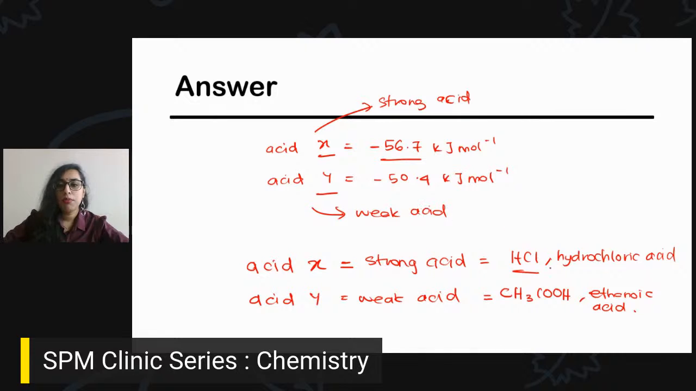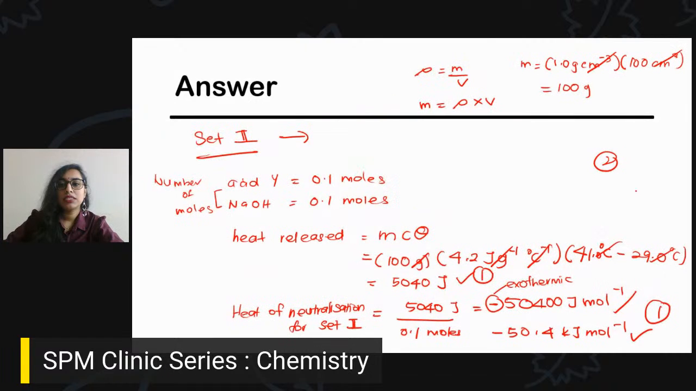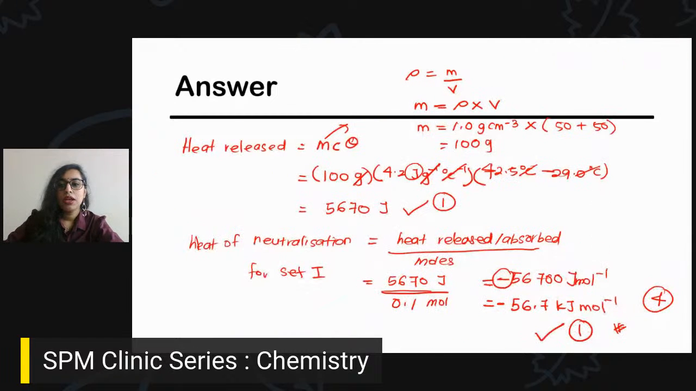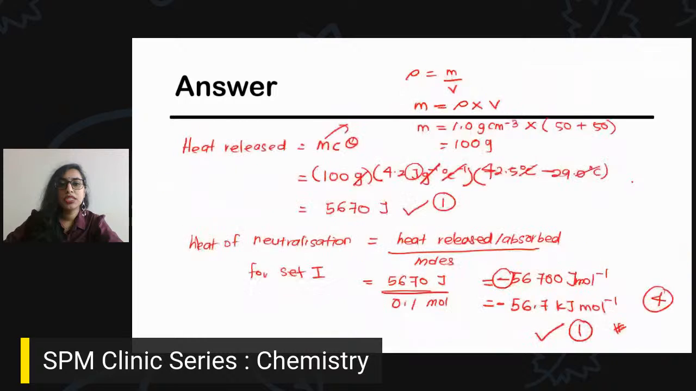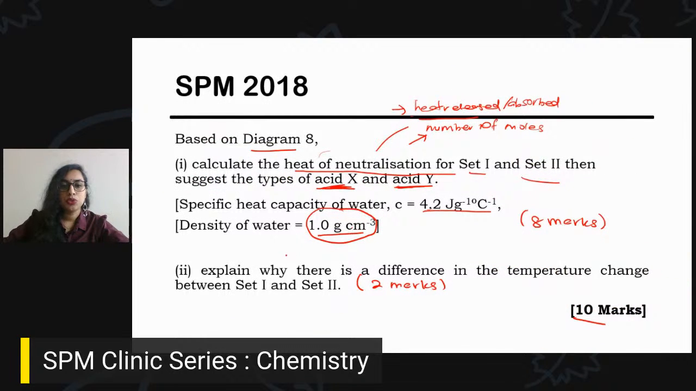So you will get 1 mark over here and another 1 mark over here. So 2 marks plus another 2 marks here, 4 plus 4 here. So a total of 8 marks for question 1. Okay, so let's look into question 2.